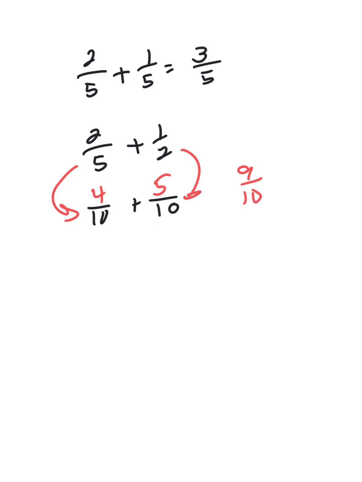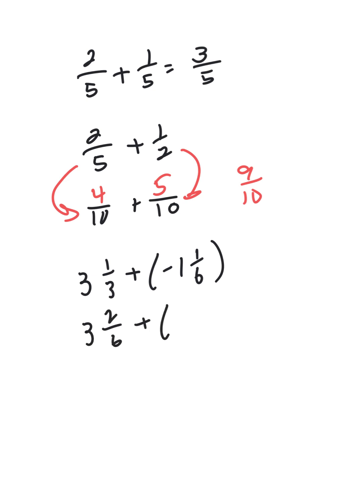And then we ran into 3 and 1/3 plus -1 and 1/6. So renaming this into 6. And now the signs are different, so we have to subtract. So one of the ways that we did it is we just did 2/6 right here. Minus 1/6 will give you 1/6, and 3 minus 1 will give you 2.